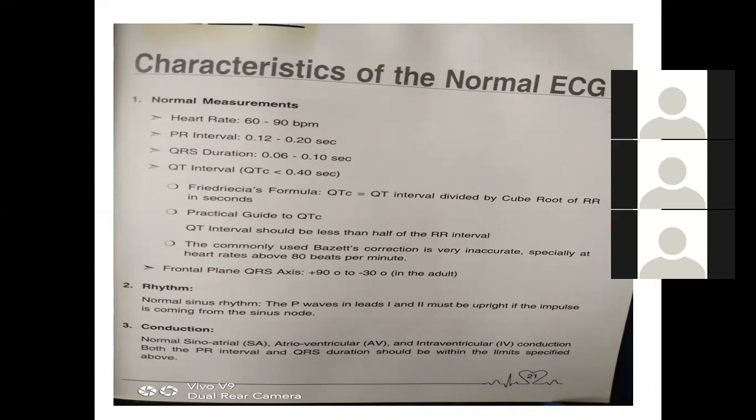Next is the rhythm. So when you take an ECG, first find the heart rate. Second is to find the rhythm. What do you write for the rhythm? NSR, normal sinus rhythm, regularity.